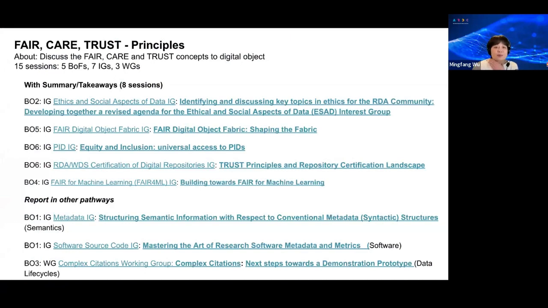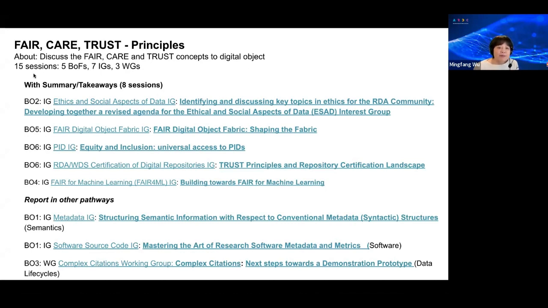The principles pathway is focused on the FAIR, CARE and Trust concepts, and how to apply those concepts to digital objects. Digital objects could be data, software, workflows, models, or physical samples, so there is a variety of objects.